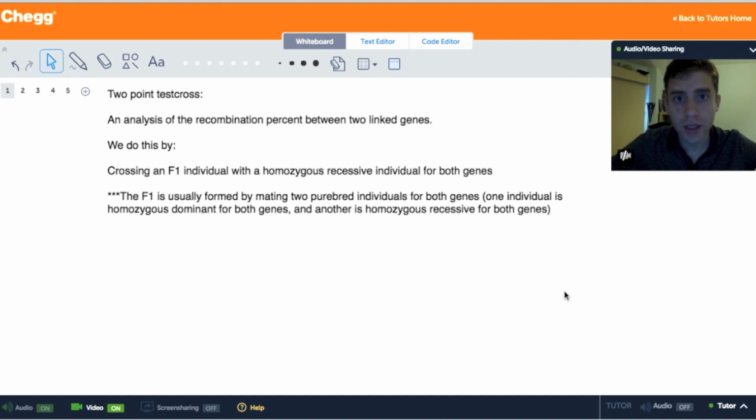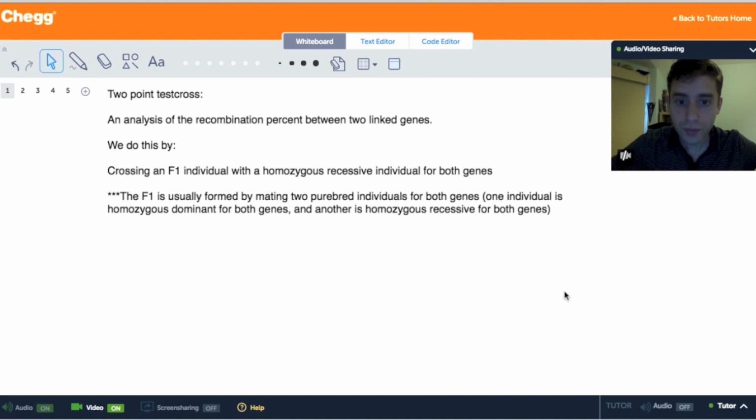I'm a tutor on Chegg Tutors, and this lesson is about two-point test crosses in genetics, which is used to analyze the recombination frequency between two linked genes. Linked genes just means that they're close together on a chromosome, so they have the potential to stay together during meiosis and the crossover events that take place during meiosis. So they won't give you that classic Mendelian independent assortment progeny. Instead, they'll have these weird numbers that we'll take a look at.